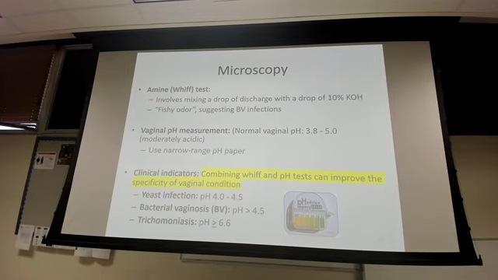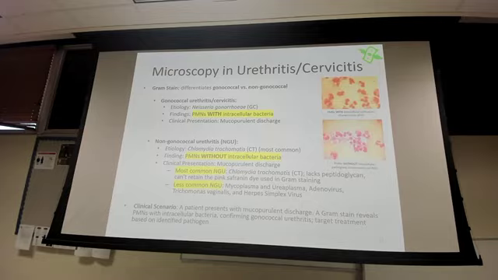So in whip testing, you're mixing a drop of discharge with a drop of 10% KOH. And usually it'll produce that fishy odor, which is suggestive of bacterial infections. Right? So there is a slide on here. I don't have any questions for you on it, but just know it, because you will see it again, okay?